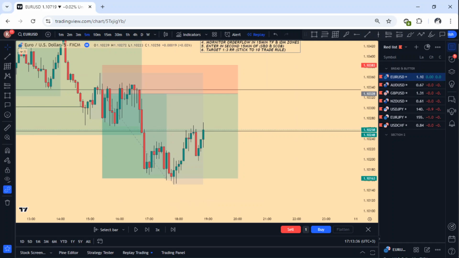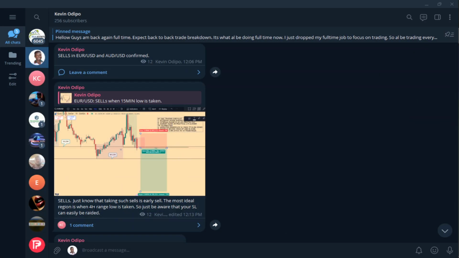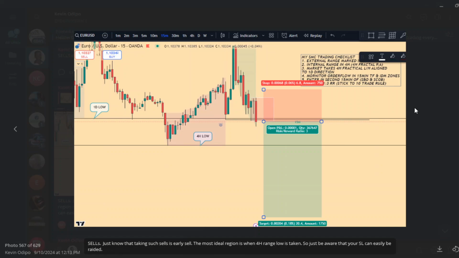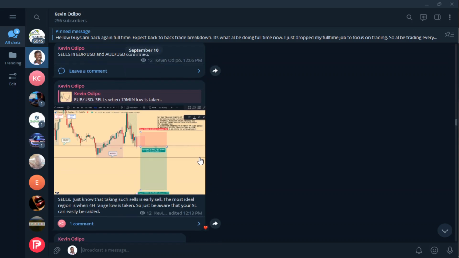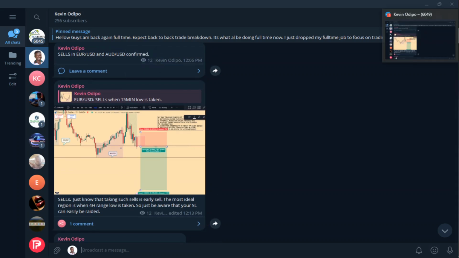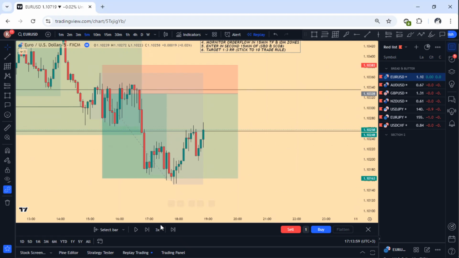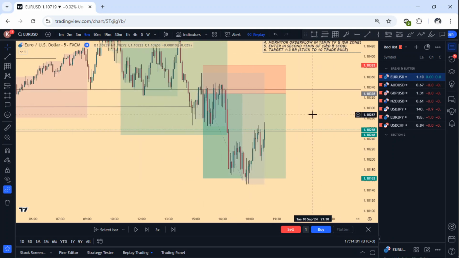That is why I clearly indicated somewhere here that 4 hours low is taken. So just be aware that your SL can easily be raided, and that is exactly what happens even with my checklist, and that happens. It's okay. SL taken. Let me journal this. So I journaled the trade. If you want to see my journaling, you can comment. So this was the good trade that played out.